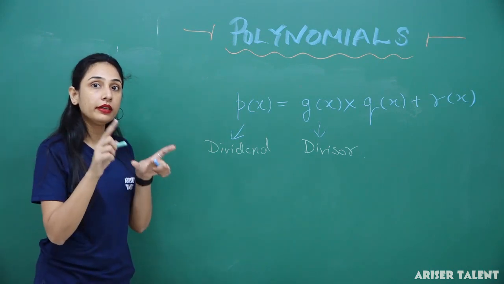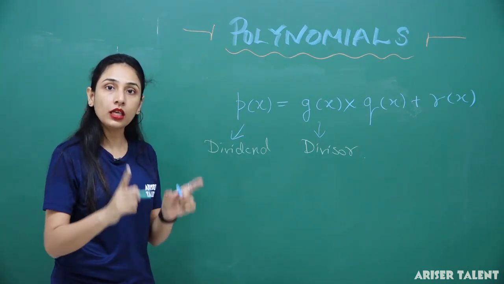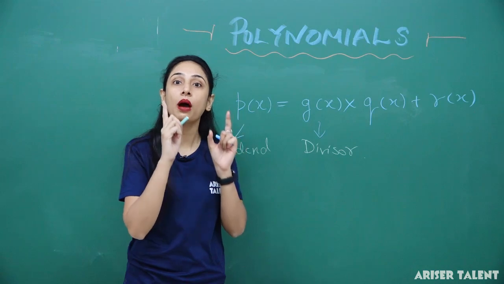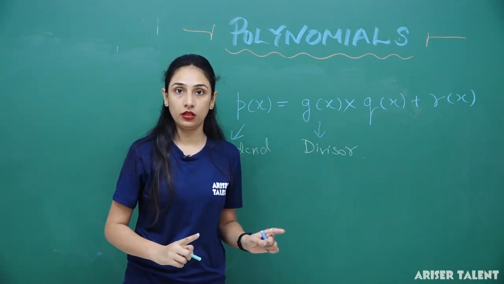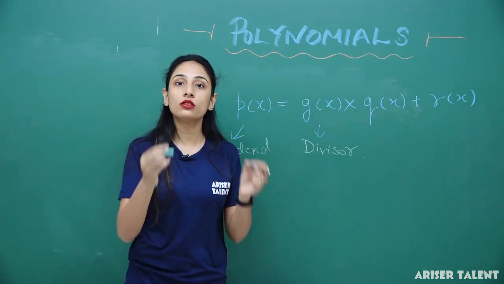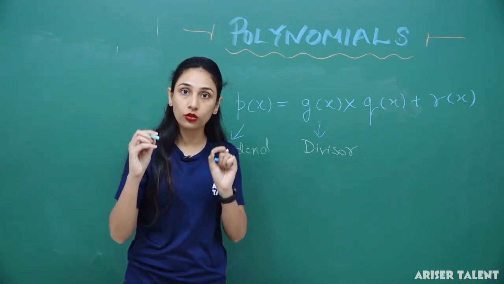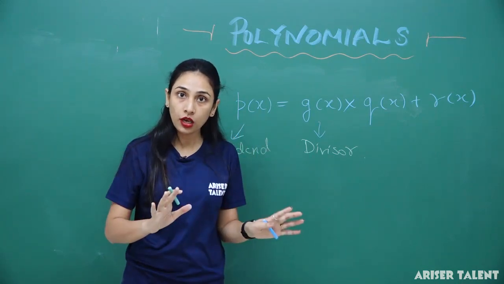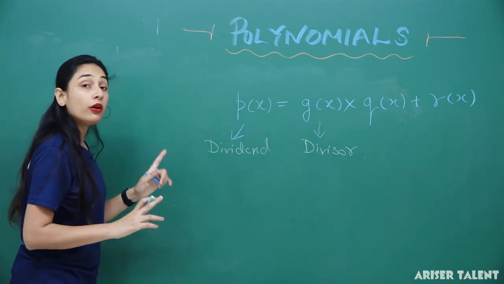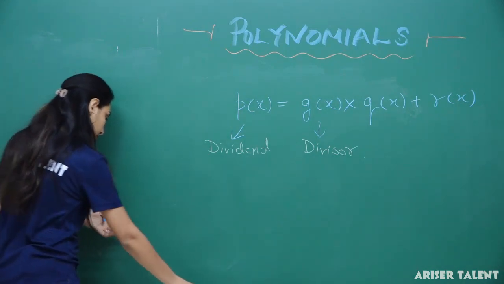Okay, now we will talk about the degree. What is degree? Degree is the highest power of a polynomial. The highest power of a polynomial is known as the degree of that particular polynomial. Understood? Okay.